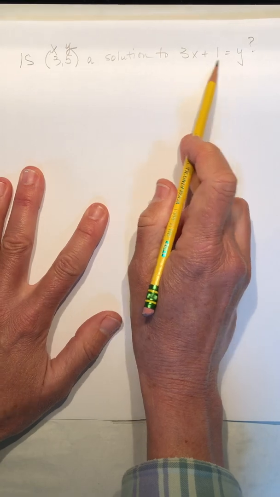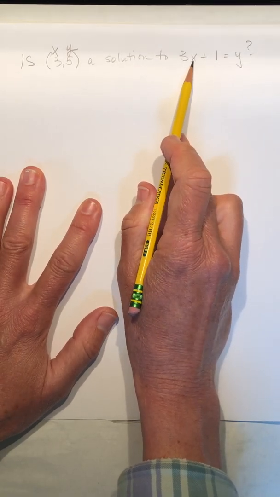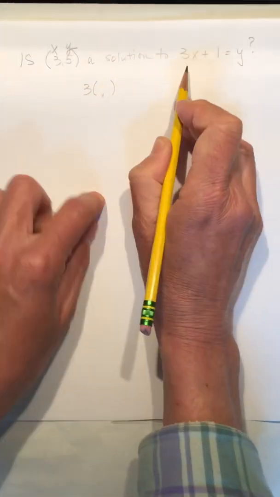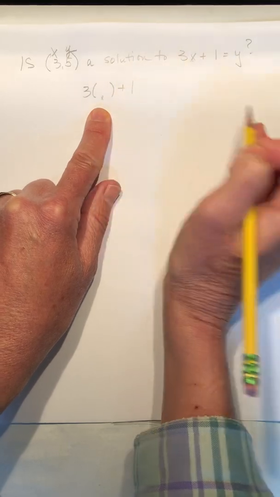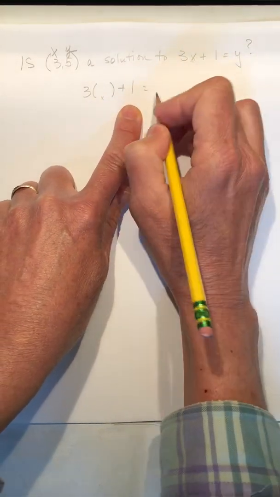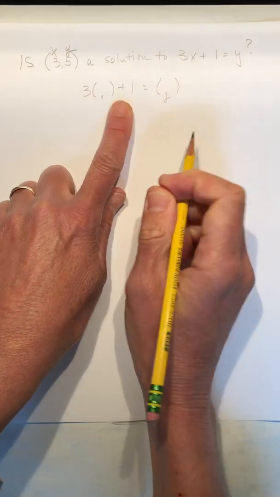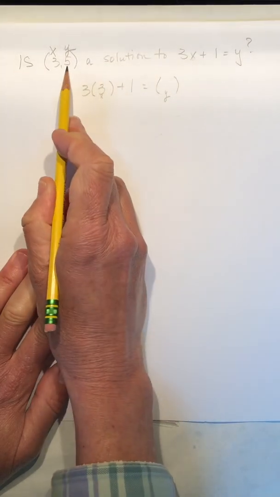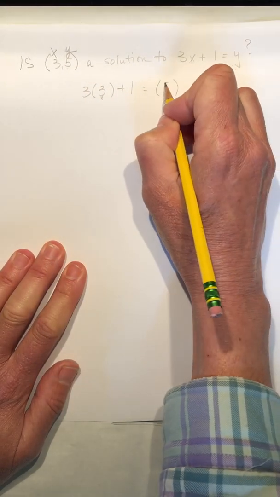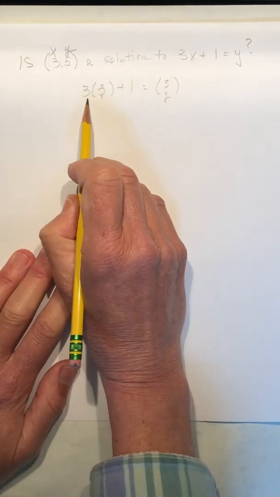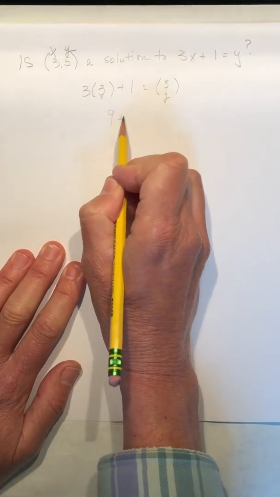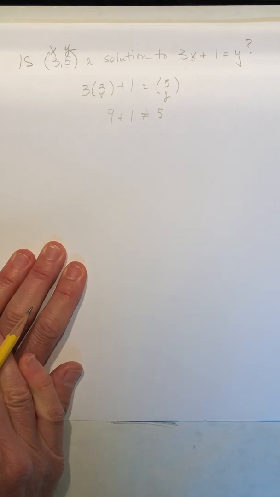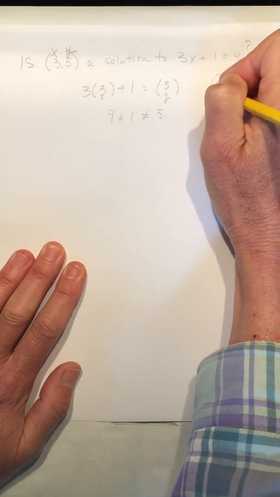So I'm going to copy the equation, but I'm going to leave a space where my variables are. So it would be 3 times the x value plus 1 equals, and I'm going to leave a space for my y value. So x was 3, y is 5. So let's see. 3 times 3 is 9, plus 1. Well, 9 plus 1 is certainly not equal to 5. So the answer to this question is no.